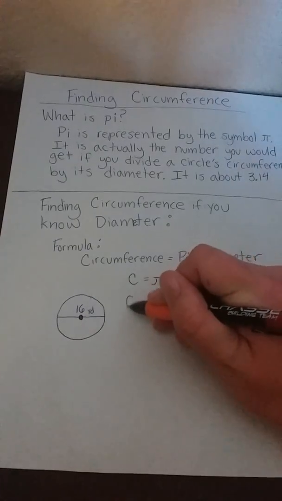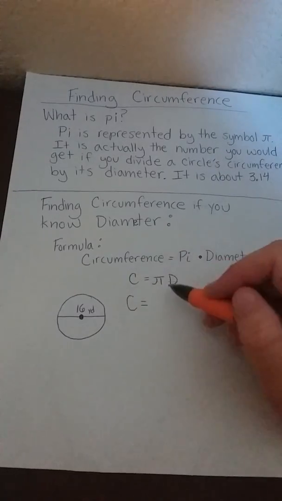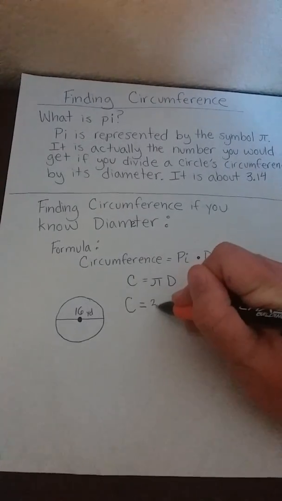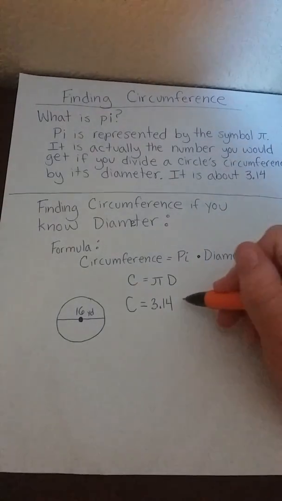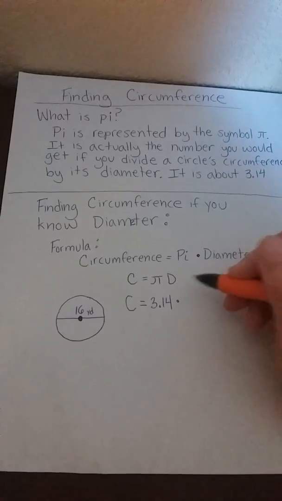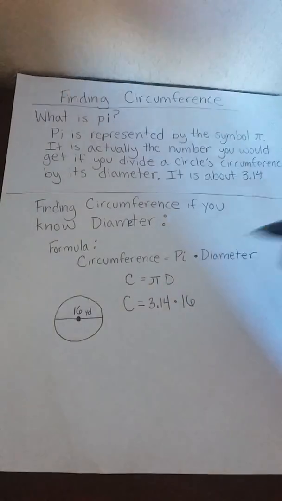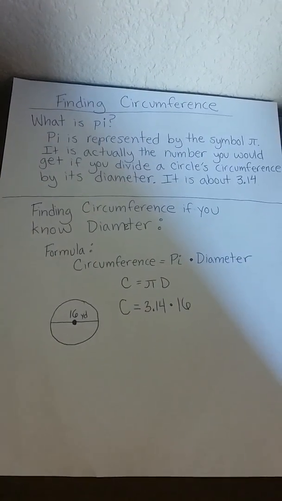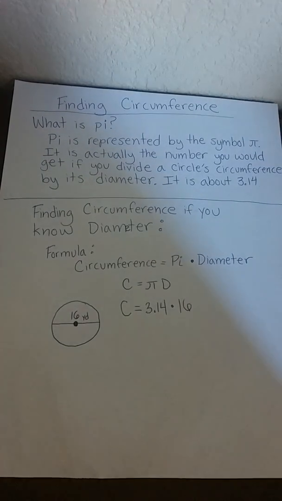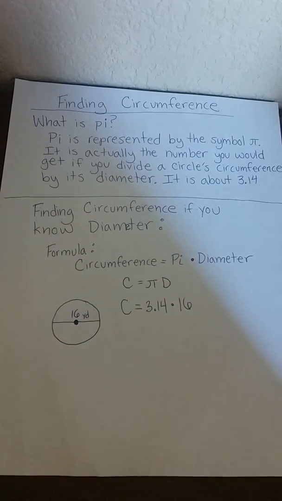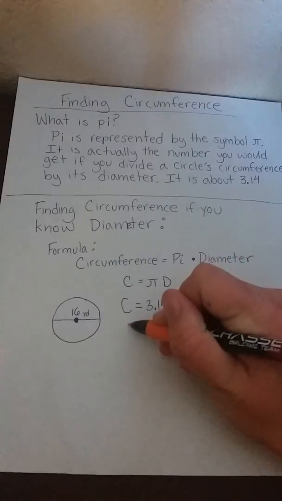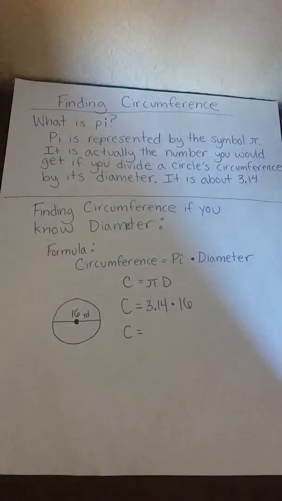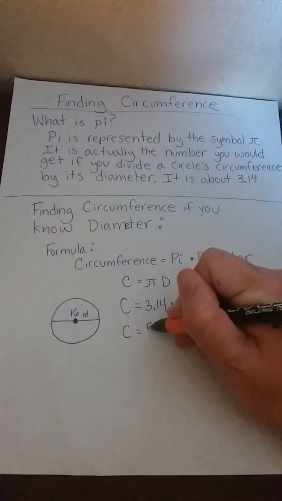So I don't know circumference, that's what I'm finding. I'm going to keep it C. For pi, I'm going to put 3.14 because pi is about 3.14, and I'm going to multiply that times the diameter, 16. I'm going to put that in my calculator. You can use a calculator at home on tonight's assignment. So I do 3.14 times 16, and I get 50.24. So the circumference is about 50.24.